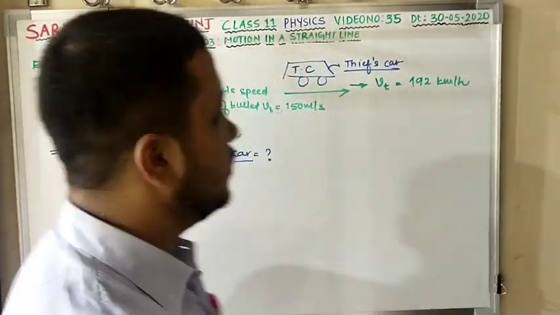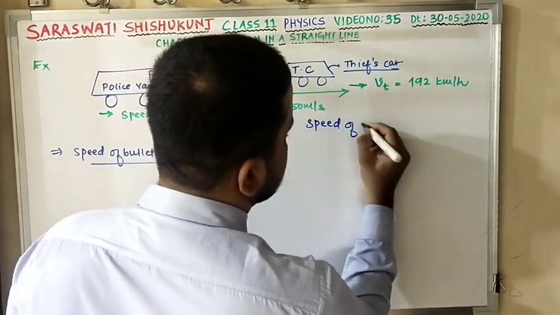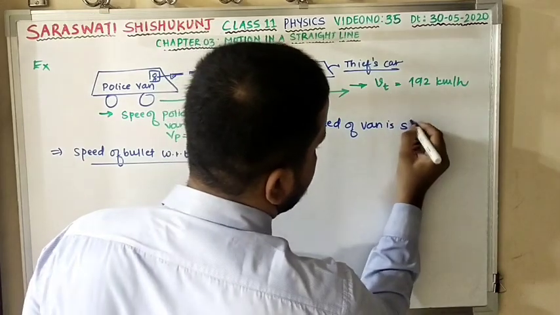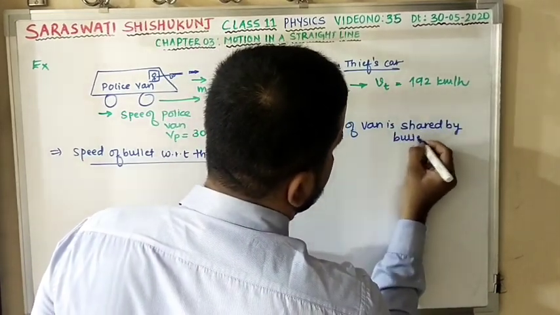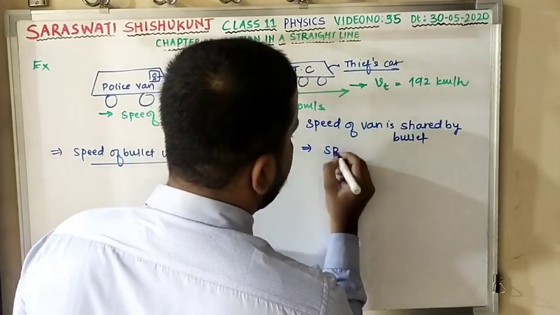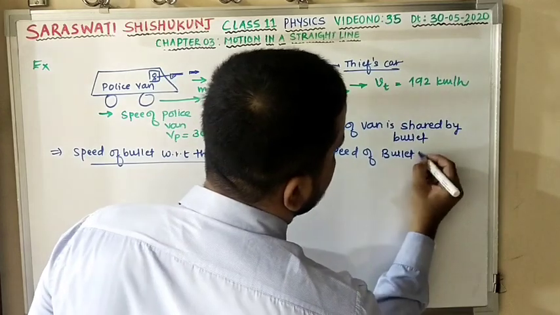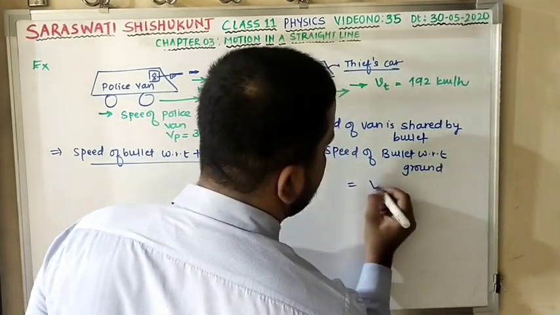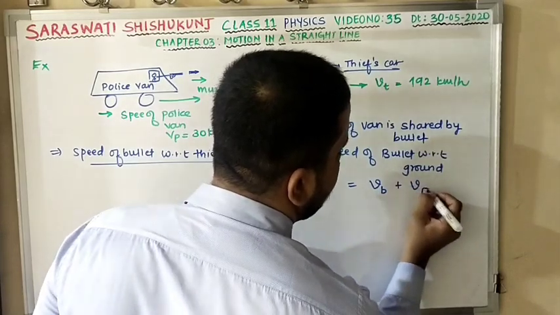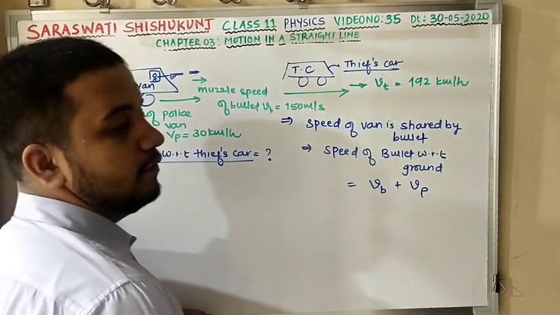Yes or no? So here we can write first thing, that is speed of gun. Speed of gun is shared by the bullet. So I need to calculate the speed of the bullet with respect to ground. Speed of bullet with respect to ground is nothing but bullet speed plus speed of the police van. Yes or no? Speed of police van plus speed of bullet.